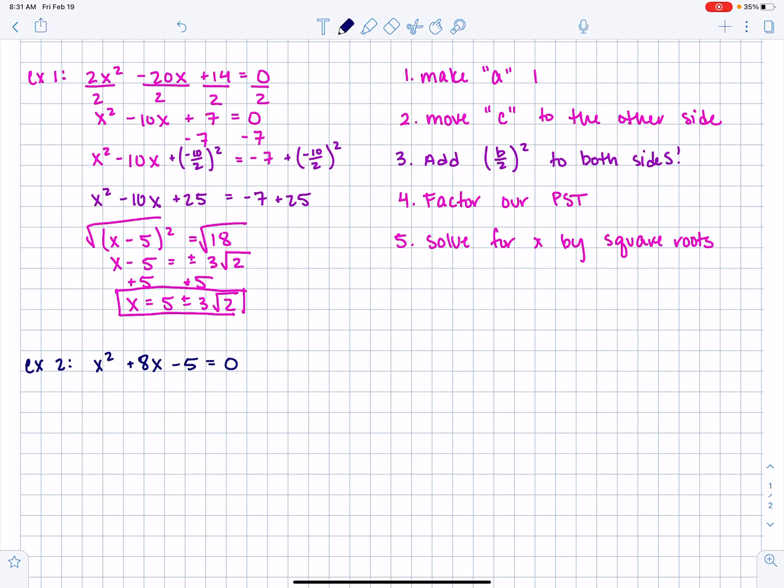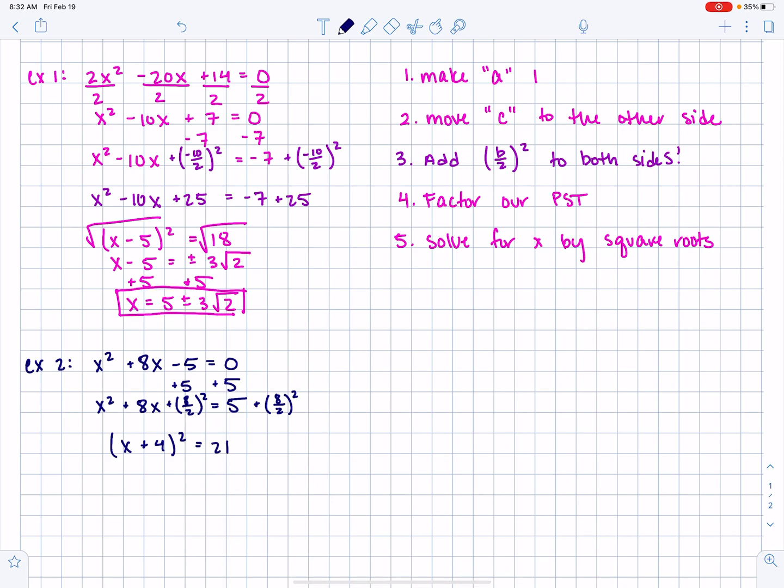And we're back, hopefully together with us. Now, if you'll notice, step number 1 is already done for us, right? a is already 1. So step 1, check. Now we have to move c. So we're going to add 5 to both sides. x squared plus 8x, leave a space, is equal to 5. Now this is the part where we add 8 over 2 squared to both sides, which is 4 squared is 16. So that when we factor, this turns into x plus 4 squared is equal to 5 plus 16.